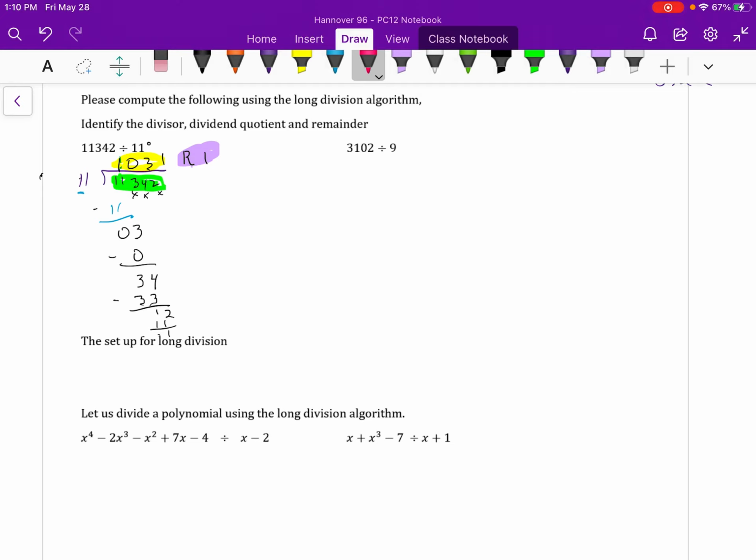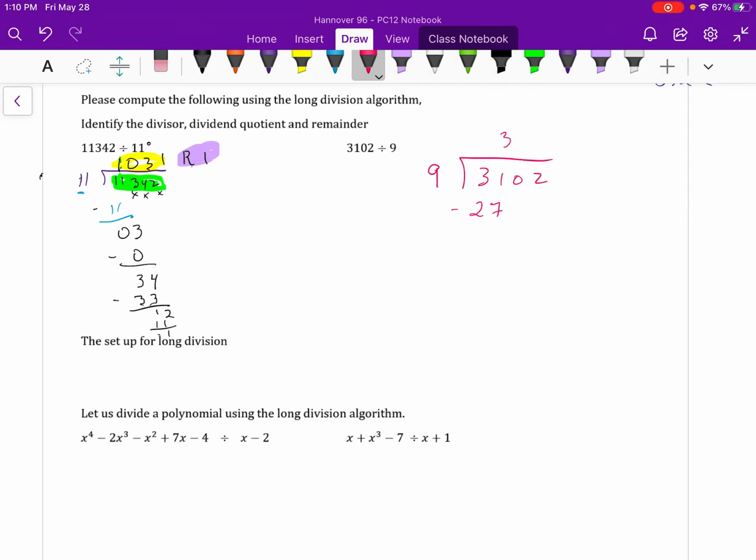All right, quickly, let's do the other one. Now, this other one, I'm going to maybe skew it just a little bit, and see if you can challenge yourself the way that I'm going to present it. Now, 9 goes into 3,102. Well, 9 doesn't go into 3, but it definitely goes into 31. How many times? 3. 3 times 9 is 27.